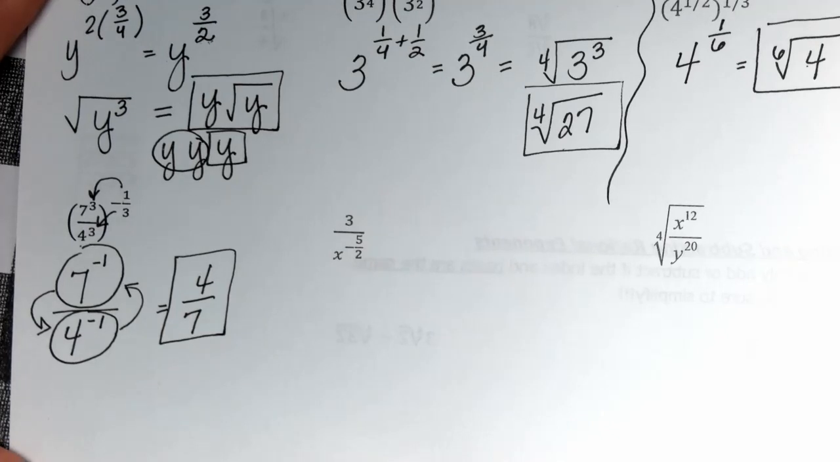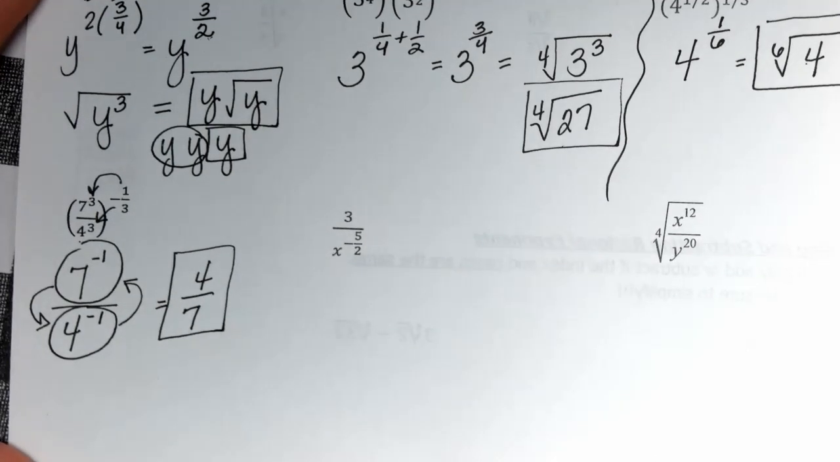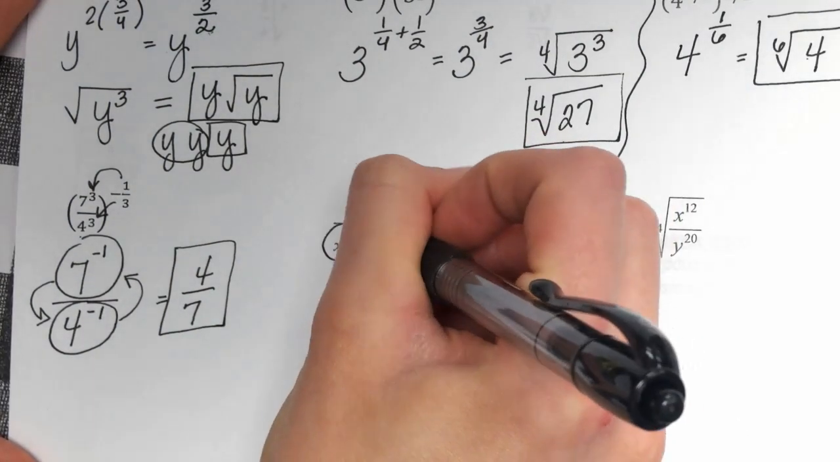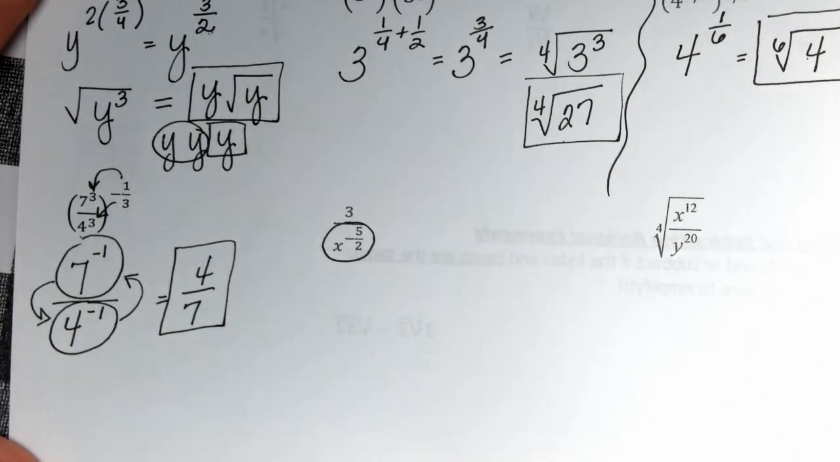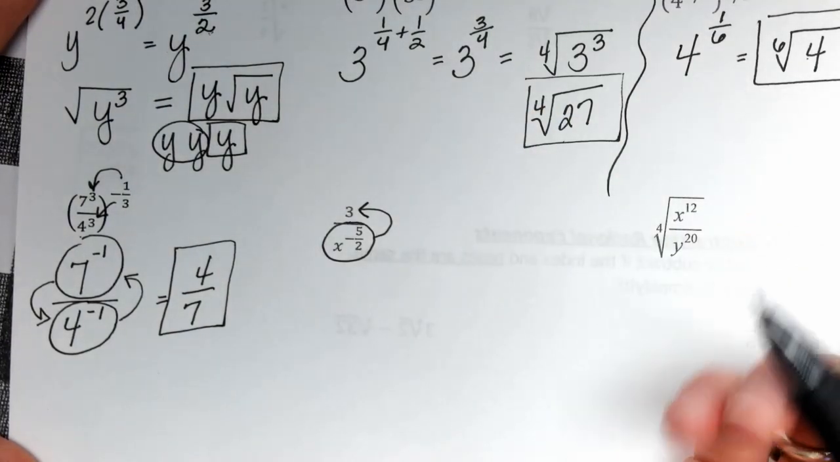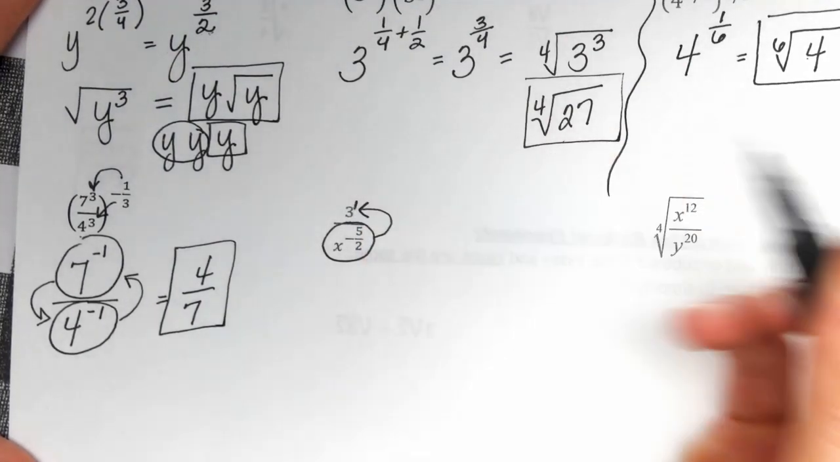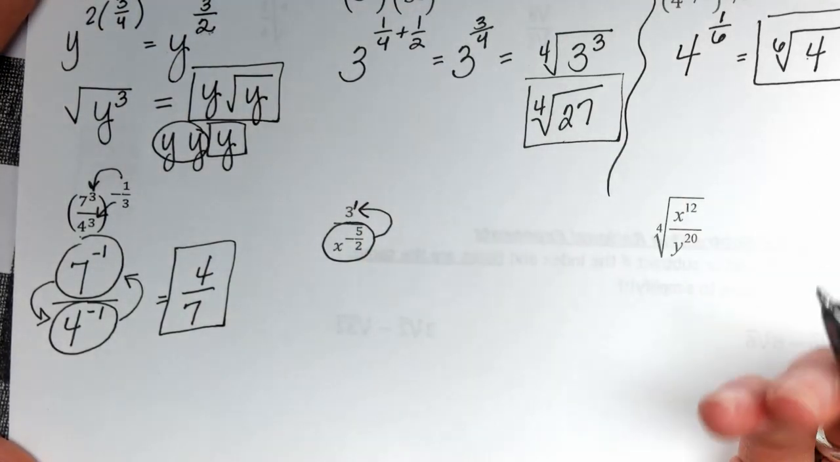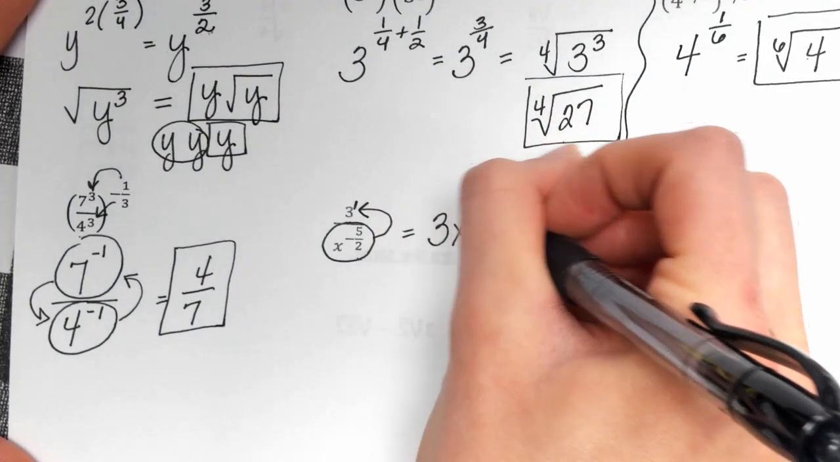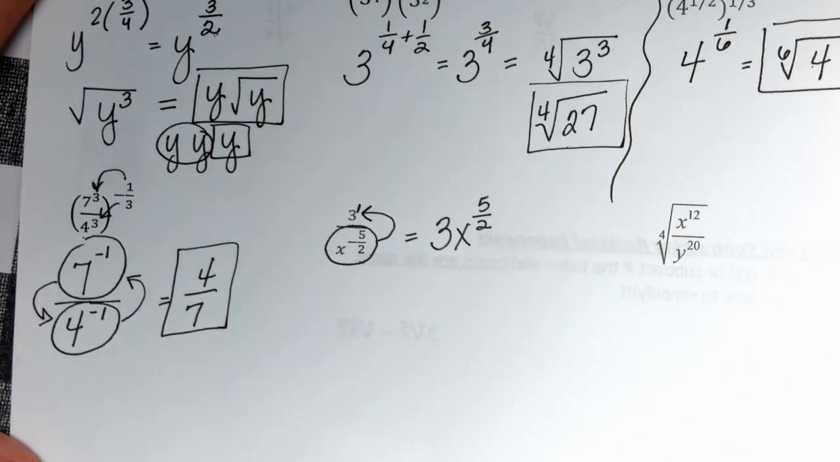All right, now this next example, I have 3 over x to the negative 5 halves. I don't have any outside exponent to do anything. I just have this problem. What's the only thing that's wrong with that problem? Yep, that negative exponent in the bottom. What do I need to do with that? I move it up. Does the 3 come down? No. The 3 has an exponent of 1. You only move the terms that have negative exponents, which just so happens to only be 1. So this just becomes 3 times x to the positive 5 halves. When you move it, it becomes positive.